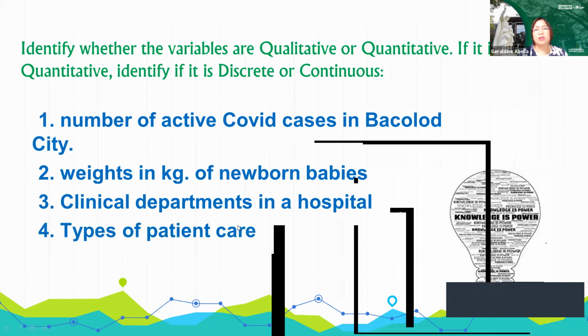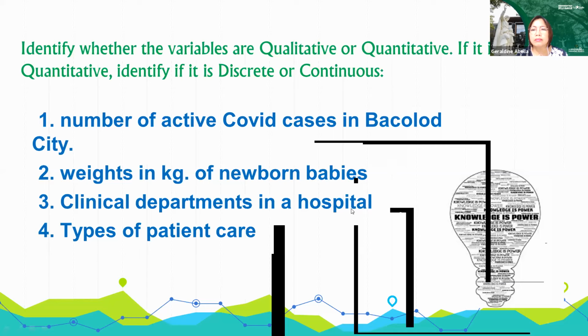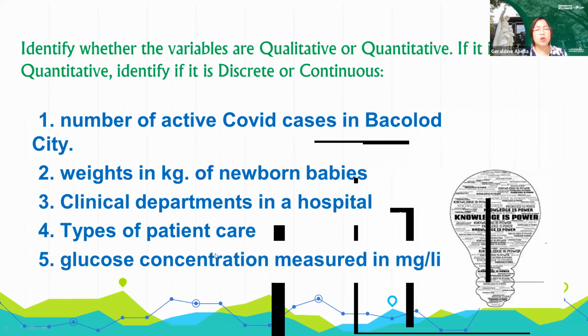How about types of patient care? Qualitative or quantitative? Yes, correct, qualitative. How about glucose concentration measured in grams per deciliter? Yes, you are correct. It's quantitative continuous. Now, you mentioned a while ago, independent and dependent variables.